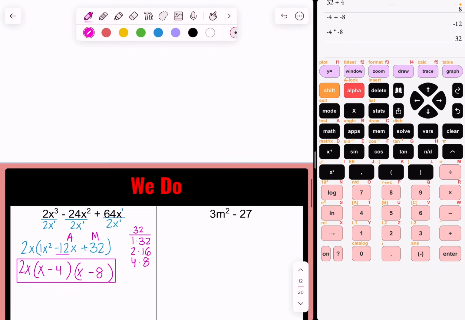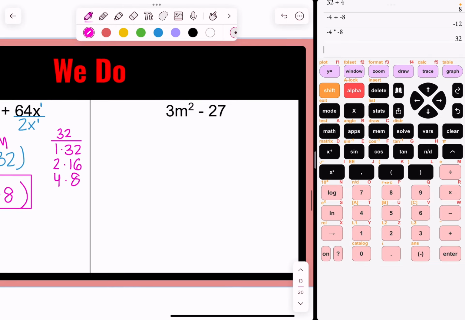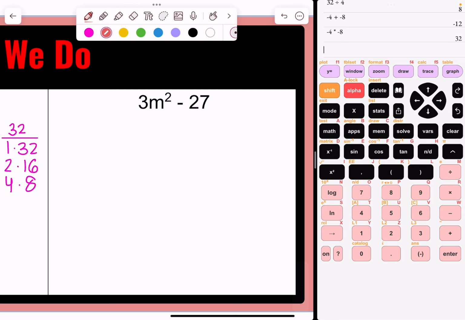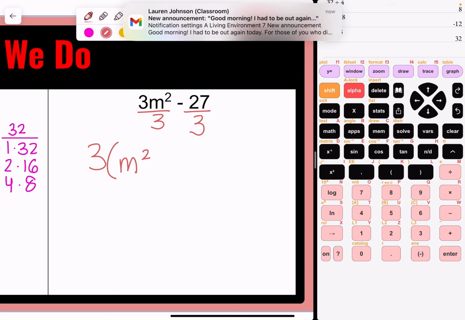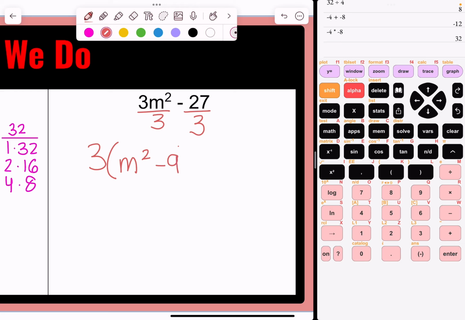Let's look at the next one. See if we can divide out a number. We can divide out a 3, so that's great. So then I'll have 3m squared. Negative 27 divided by 3 is negative 9. And now this is a binomial with 2 perfect squares.